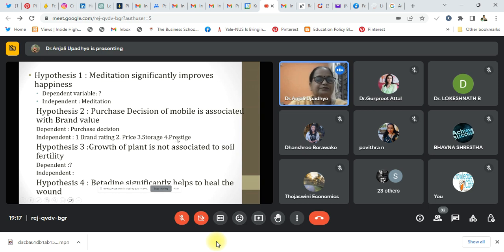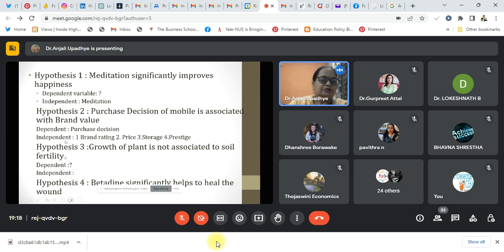Therefore, in this way, you can find the price is a numerical variable. The storage is again a numerical variable, but the brand rating is a categorical variable, and prestige is again a categorical variable. So here are two numerical variables and two categorical variables, and the dependent variable is again a categorical variable. So what I am going to do here, we are using the particular test. In this way, now I decided that this is the test I'm going to use, and according to the test, in the G*Power tool, we are calculating the sample size.